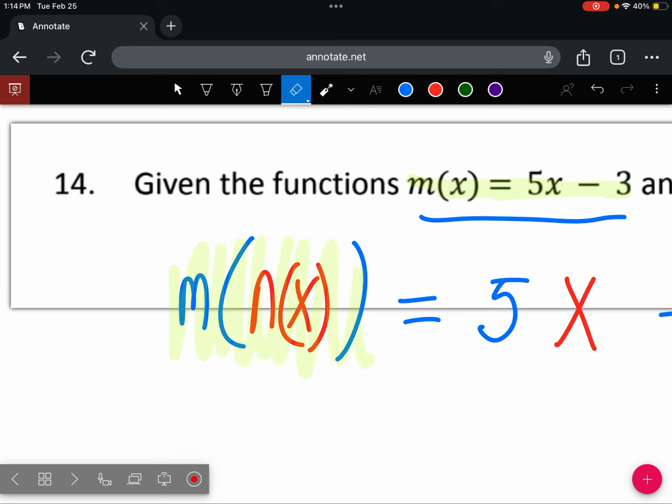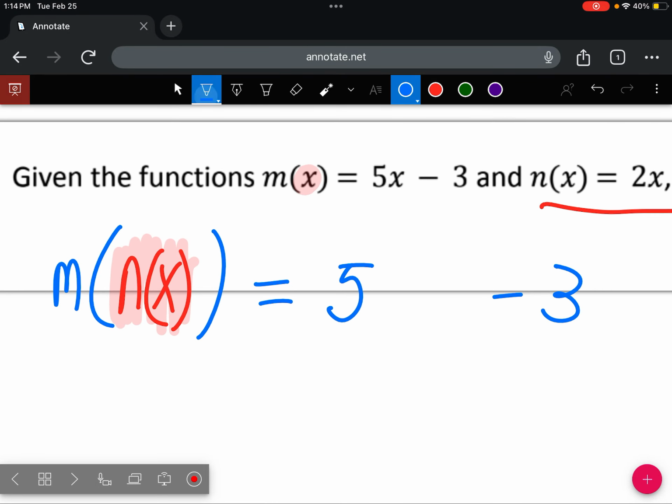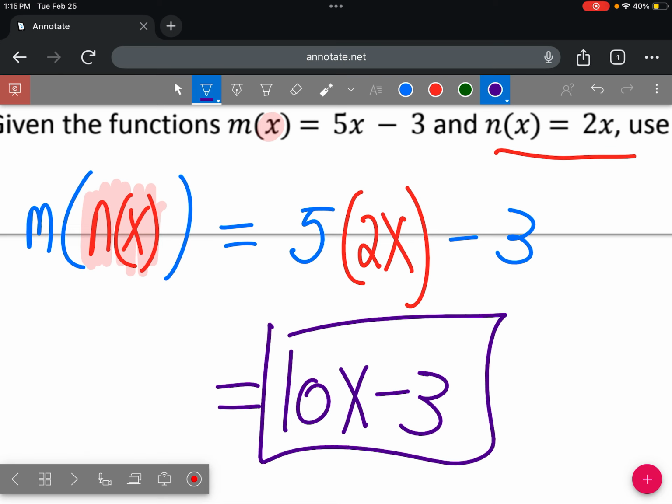But notice, how did m of x change from here to here? X was replaced by what? This x was replaced by n of x, so this x needs to be removed. We're rewriting m, but instead of x, what should we substitute in? 2x. So all we need to do is simplify this. Eric, what's 5 times 2x? 10x minus 3. Could that be simplified any further, guys? No, that's it.